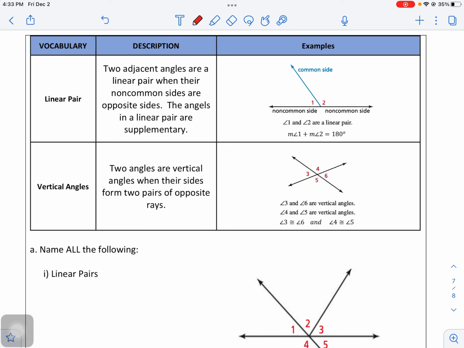Here's the second part of 1.6. We're going to talk about linear pairs and vertical angles. So first off, linear pairs.